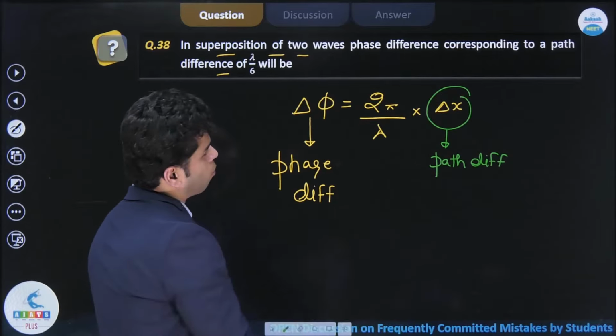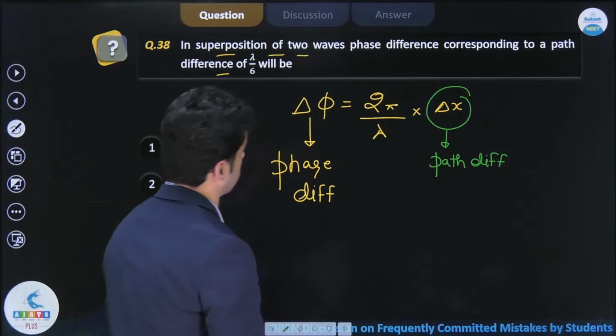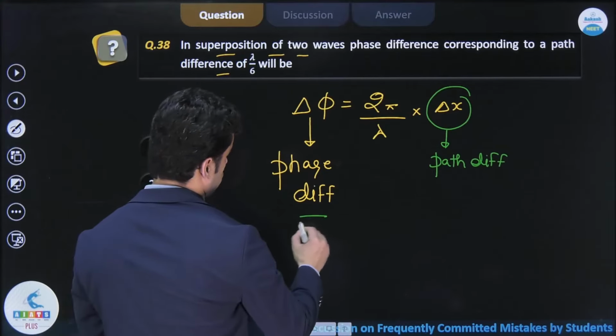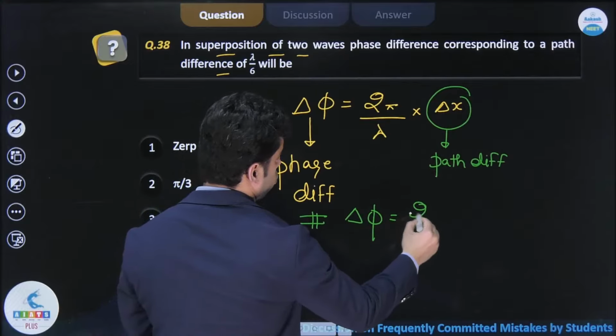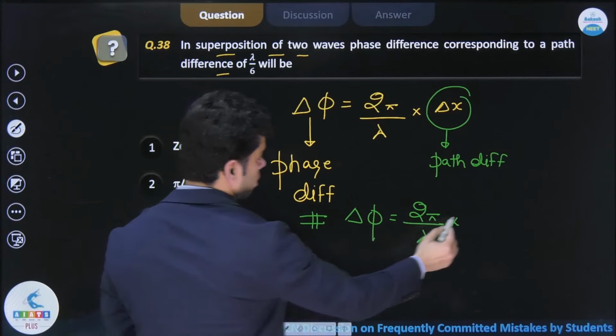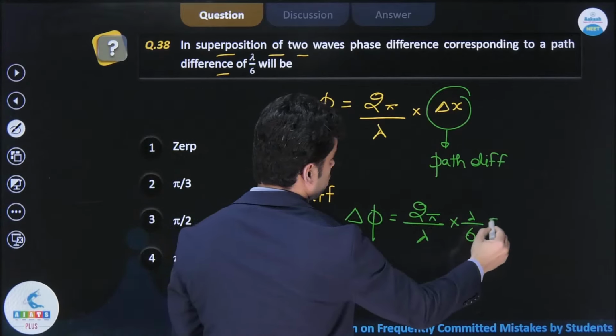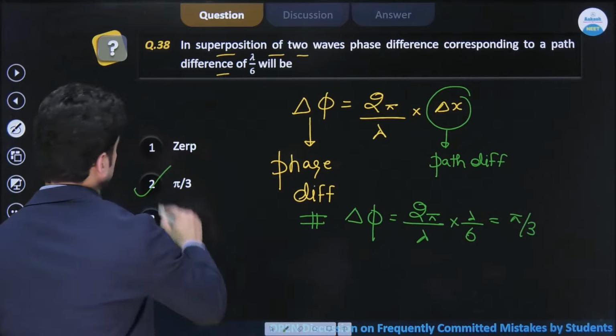तो अगर आपको पाथ डिफरेंस दे रखा है और आपको फेज डिफरेंस पूछा है तो आप इस तरीके से कैलकुलेट कर सकते हैं. ठीक है. So according to the question I need to calculate the phase difference, that is equal to 2 pi by lambda. Lambda is the wavelength and the path difference is lambda by 6. So it is coming out to be equal to pi by 3. Simple problem. Pi by 3, option 2 is the correct answer.